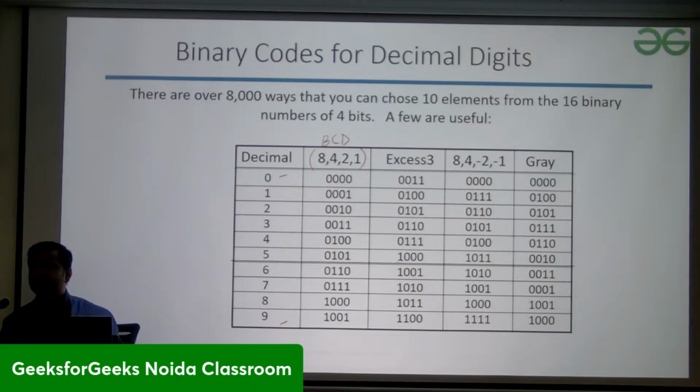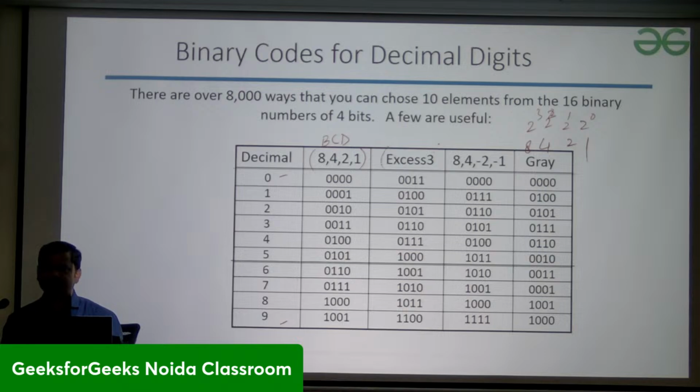Why not 16842? Because of the place values: 2 to the power 0, 2 to the power 1, 2 to the power 2 and 2 to the power 3. 8421. That's it.